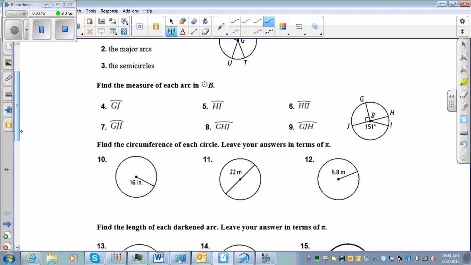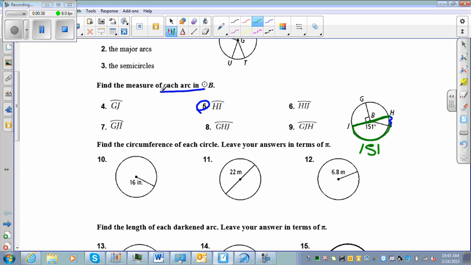So find the measure of each arc in circle B, and number 5, I'm doing the odd numbers. So HI is what I'm trying to find, which is right here. I already know from here to here is 151. And I know this is my diameter.